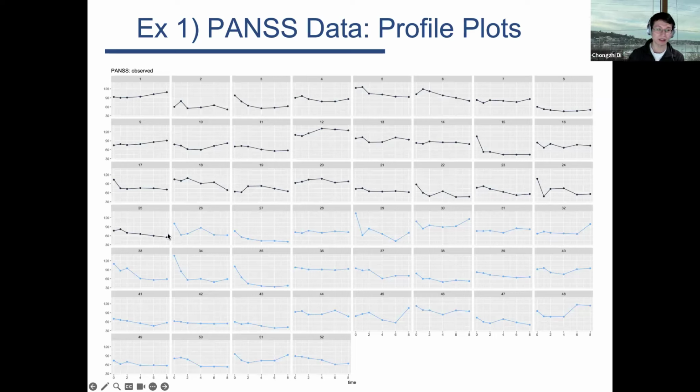The first 25 subjects I plotted in black, so those are from group A. And subjects 26 to 52 are plotted in blue, so they are subjects from the second group.